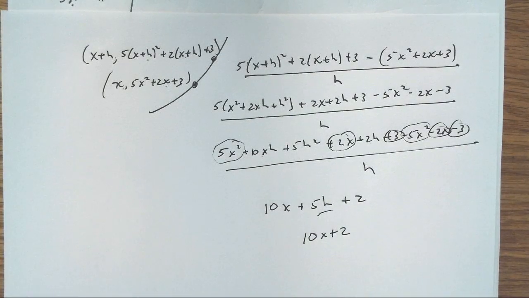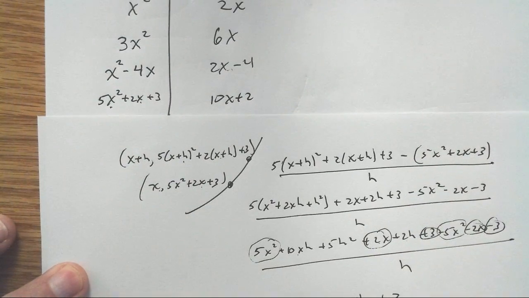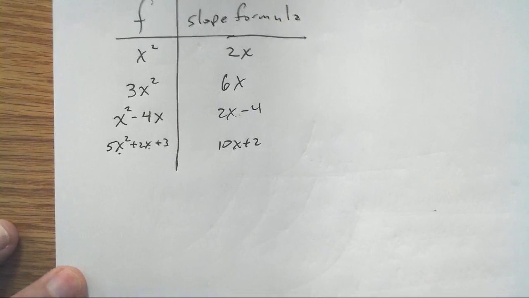Nice. She did not have that. She did not have one of my three options. All right. 10x plus 2. Let's take a look.